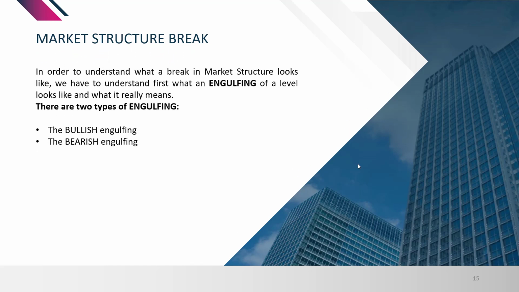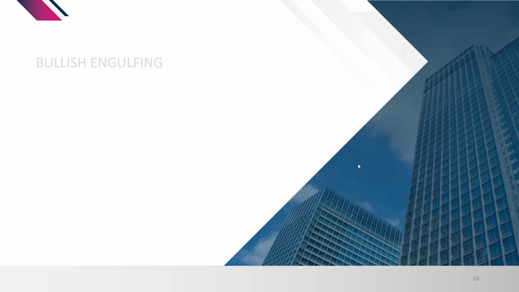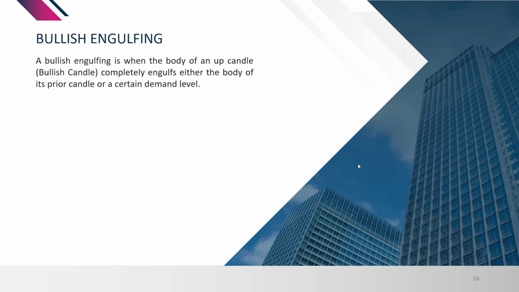Market structure break. In order to understand what a break in market structure looks like, we have to understand first what an engulfing of a level looks like and what it really means. There are two types of engulfing. Number one, we've got the bullish engulfing and we've got the bearish engulfing. So what is a bullish engulfing?